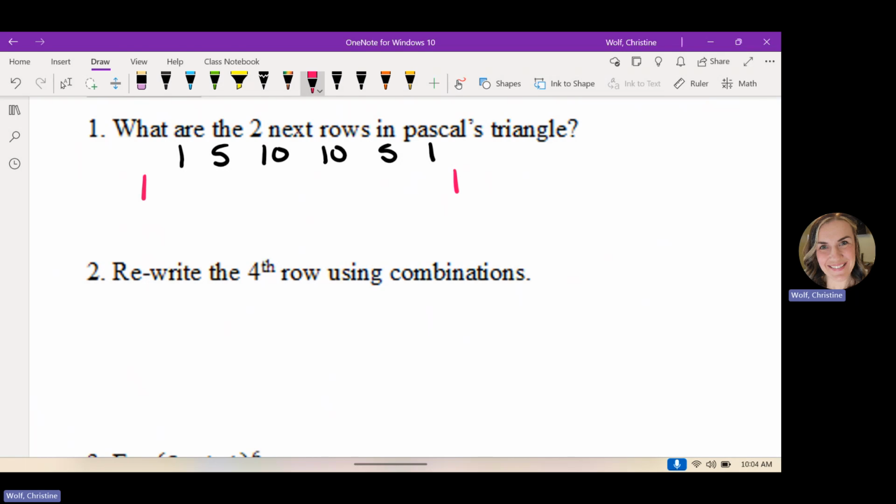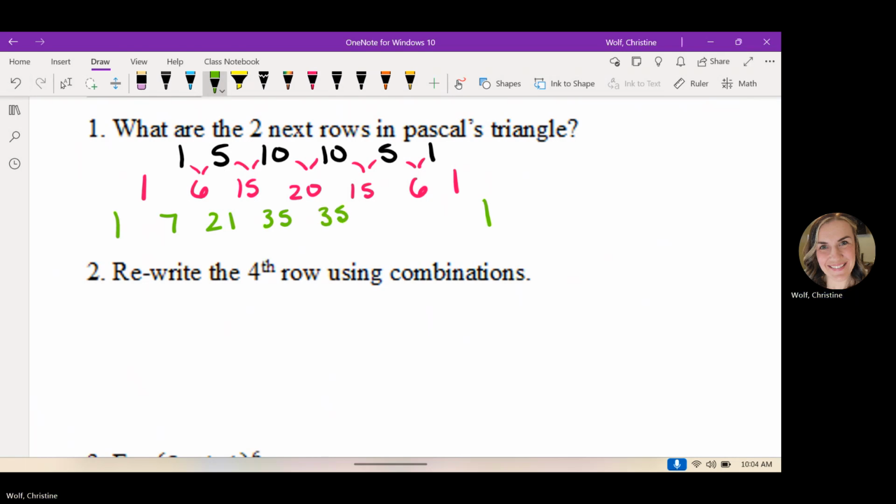So the next number would be the result of 1 and 5. The next number, the result of 5 and 10. 10 and 10 is 20. 10 and 5, 15. 5 and 1, 6. And then I flank with a 1. Okay? So don't let Pascal's triangle scare you. It asked me for the next 2 rows, so I'll do one more. Flank with 1s. Add 7, 21, 35, 35 again, 21 and 7. Okay. All right, so that's how you would find the next couple of rows.